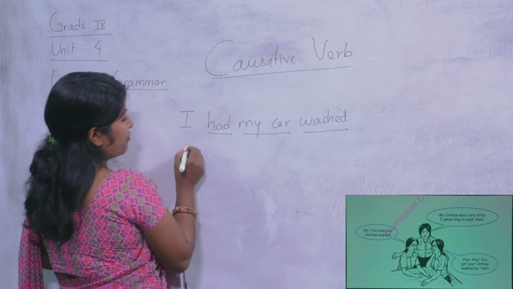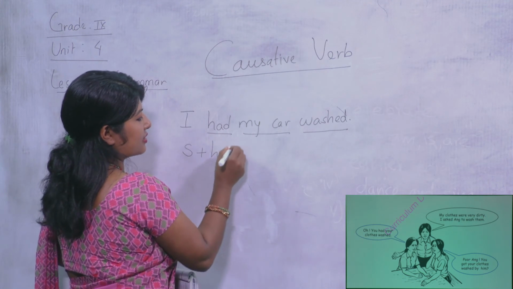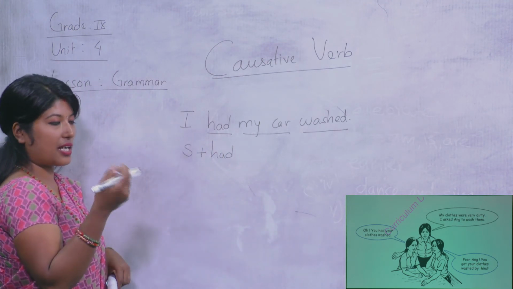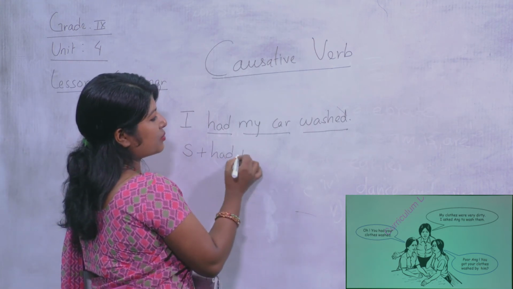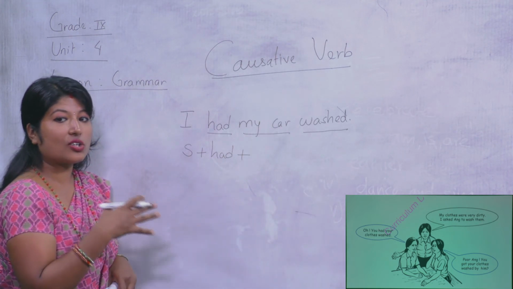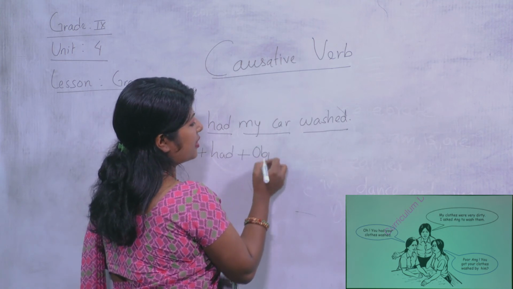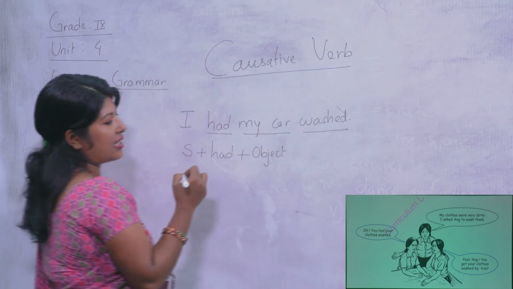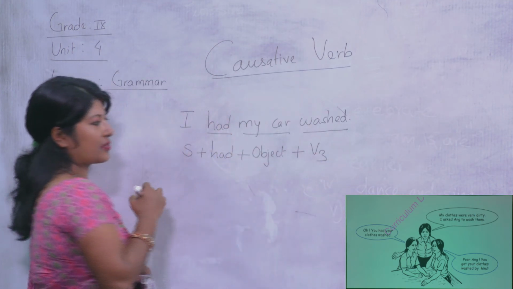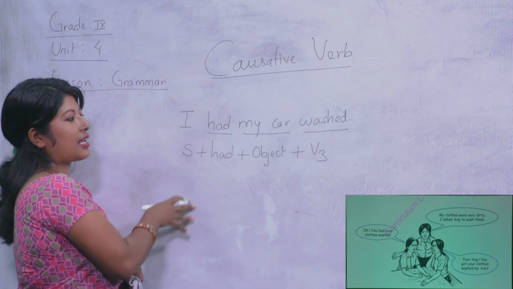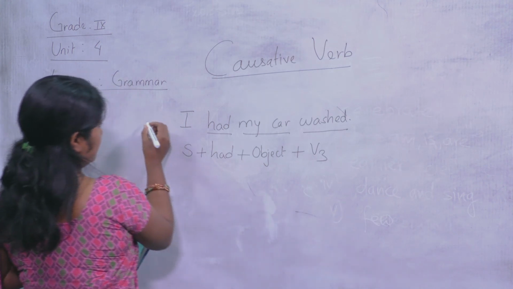So here we can find the subject, right? And then "had" is the causative. Instead of had, it could be has, have, had, having, right? All the forms of had. And then there is what? My car. My car is not the agent. It is the object. And then what is here at last? Verb 3. Okay, so we can analyze structure like this. So this is an example.